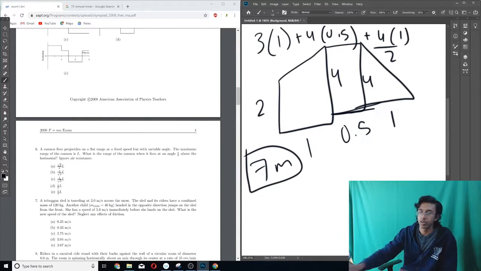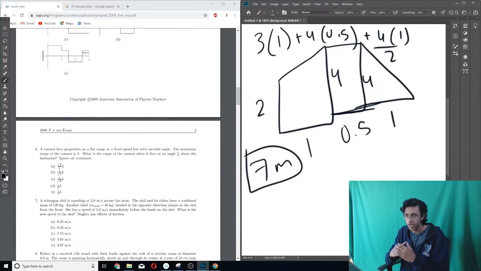Number 6. A cannon fires projectiles on a flat range at a fixed speed but with variable angle. The maximum range of the cannon is L. What is the range of the cannon when it fires at an angle of pi over 6 above the horizontal? So basically a really good thing to remember when you're doing this kind of problem is that the maximum range is at pi over 4.